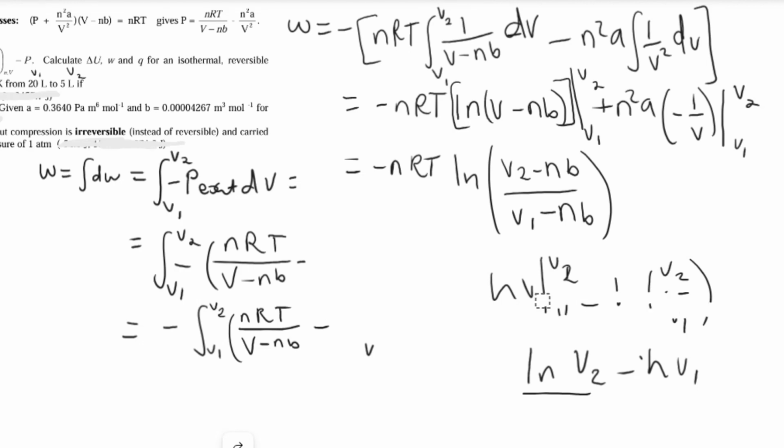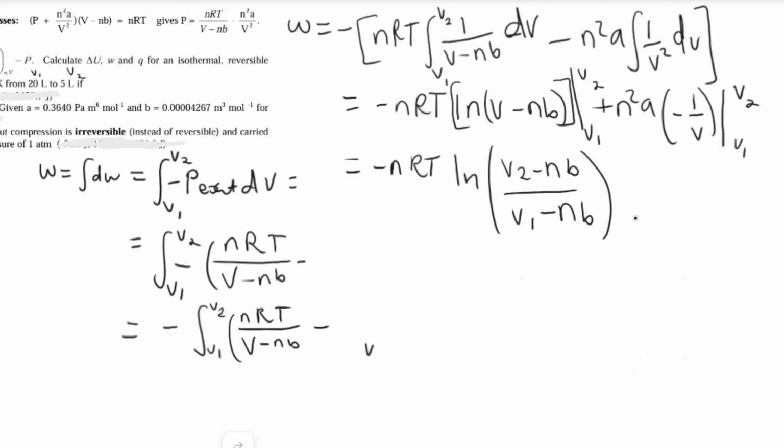So we can write now this as what? Minus, that we said we'll take out. Let's take it out. Minus n squared a into 1 over V2. We substitute V2, we get 1 over V2 minus 1 over V1. And then we close the bracket there. This is now the final answer if we substitute.